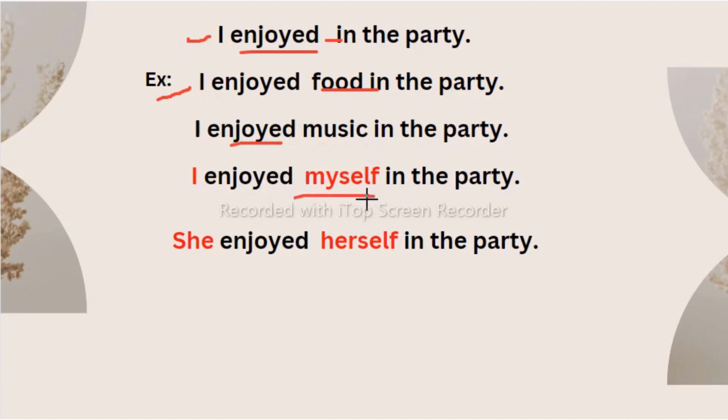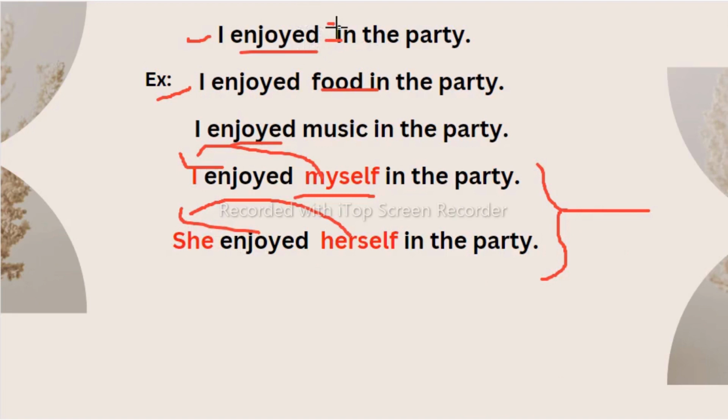So if you enjoyed yourself, you have to mention it here. This myself is reflecting back to the subject I. She enjoyed herself in the party. Here herself is reflecting back to the subject. So in the absence of another object, we have to use the reflexive pronoun. However, we can also say I enjoyed the party. But if you say I enjoyed in the party, you have to mention what you enjoyed in the party. You can simply say I enjoyed the party.